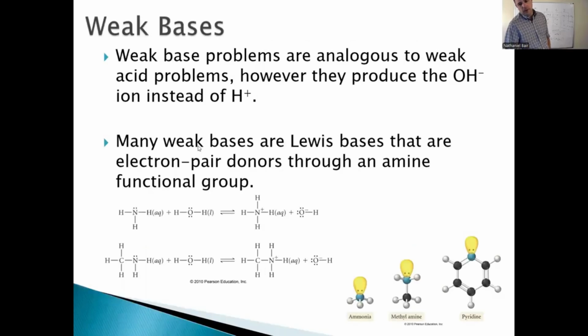Let's do a weak base problem. We talked about weak bases yesterday, right? Because we said that a buffer is a weak acid and its conjugate base, or a weak base and its conjugate acid. So we had to talk about weak bases a little bit.